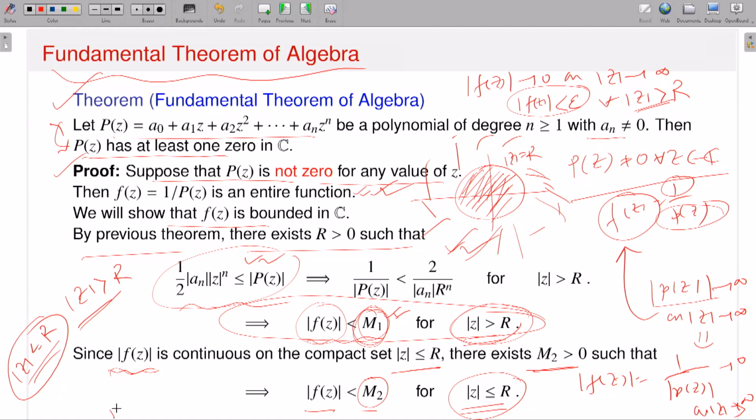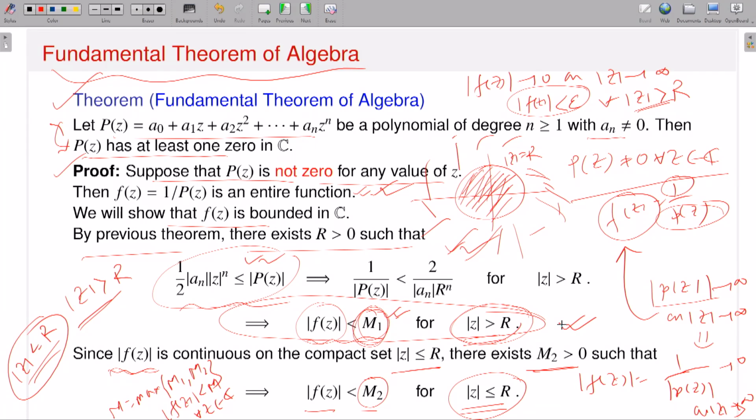Now if I take m equal to the max of m1 and m2, then the modulus of f(z) is dominated by m, and this is true for all z in C. Okay, so that's the target. So you should not apply Liouville's theorem just like that, without justification, because you have the bound of your function f only on the outer portion, that means mod z greater than r.